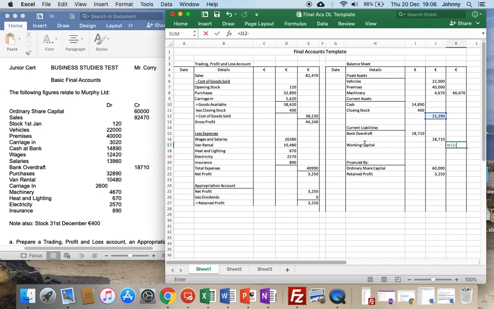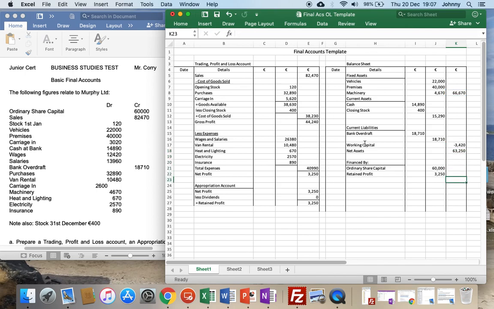So that's the current assets. We take away the current liabilities, and here we get a minus number for working capital. But we'll be adding that number to the figure above, and we'll call that net assets. So we have our fixed assets plus our working capital gives us net assets.